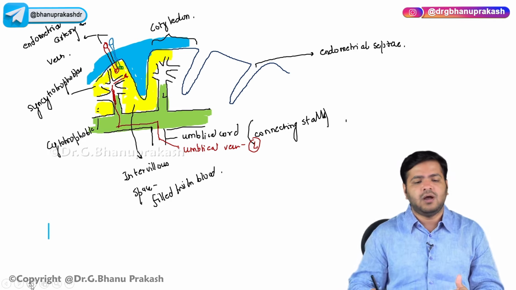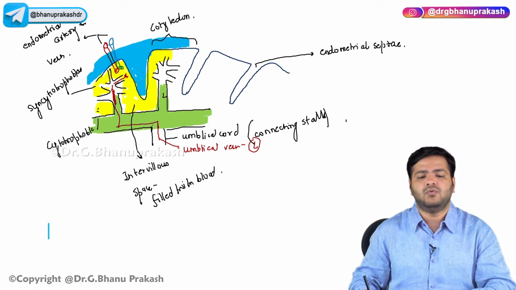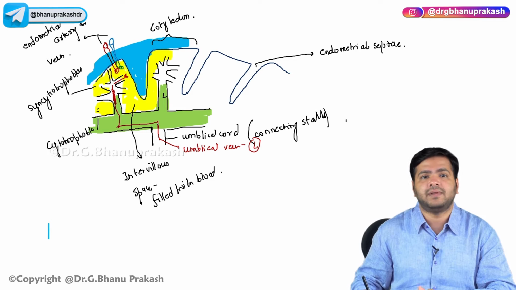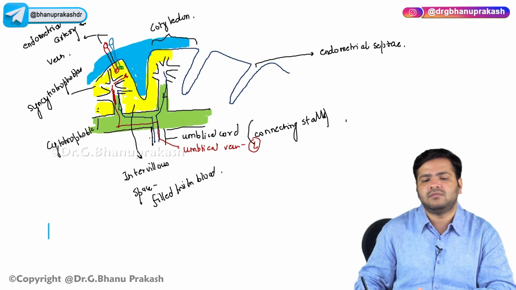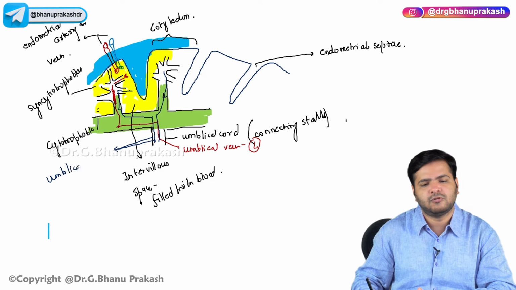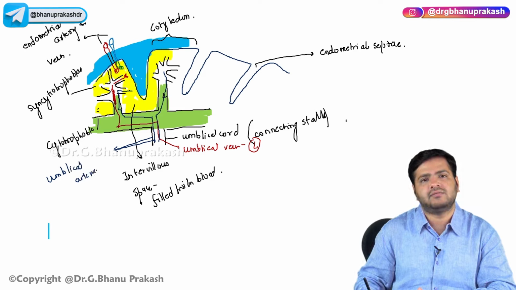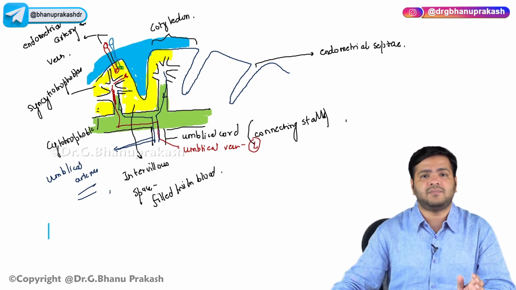And we will have the two umbilical arteries that I will be drawing with the blue color. Yes, umbilical arteries. We have these two umbilical arteries. So that is, in a nutshell, about the structure of the placenta.